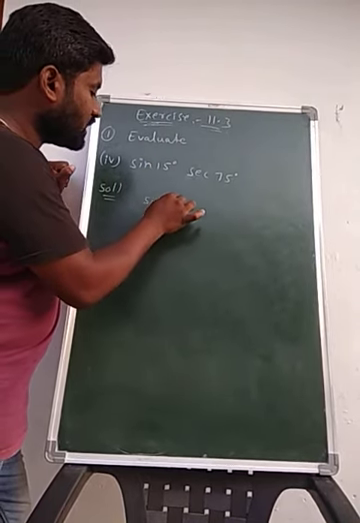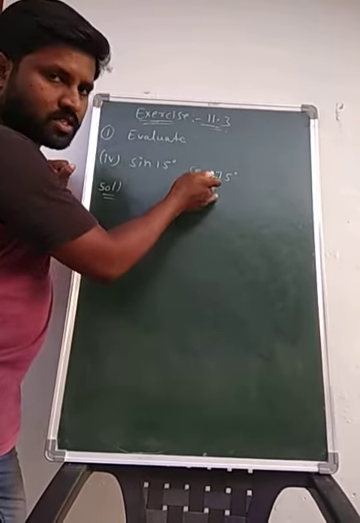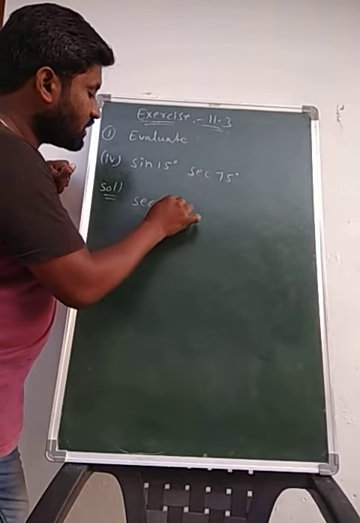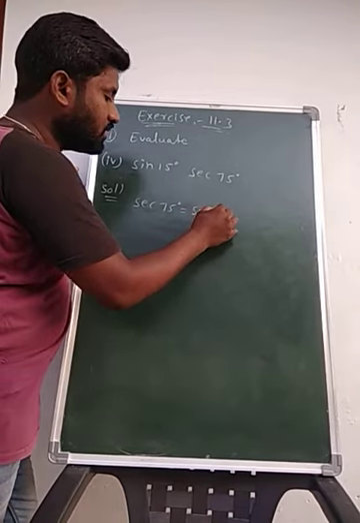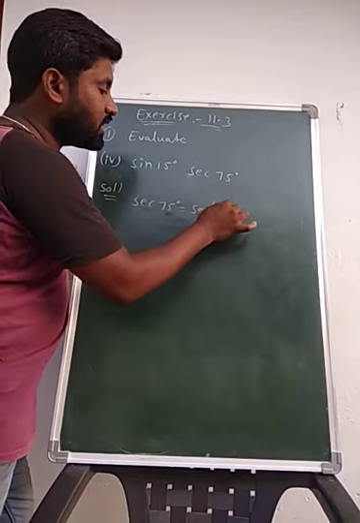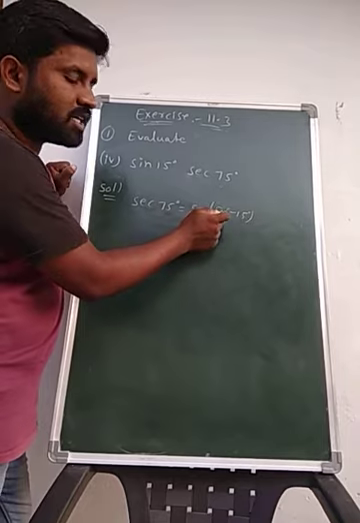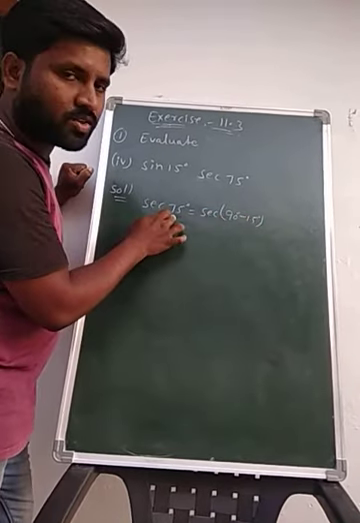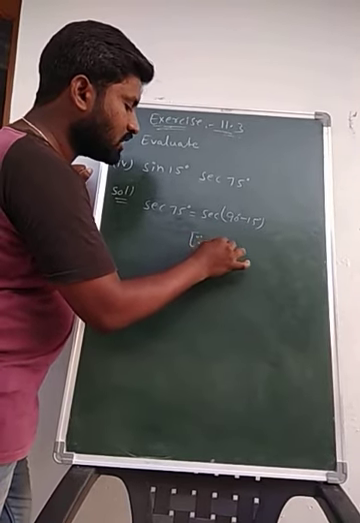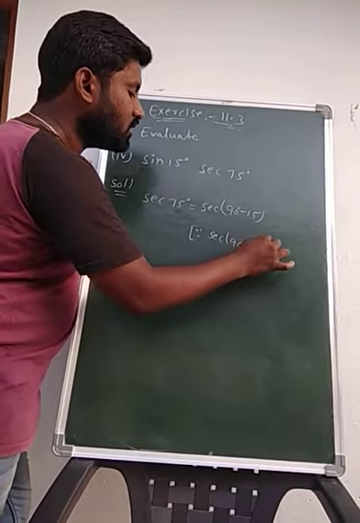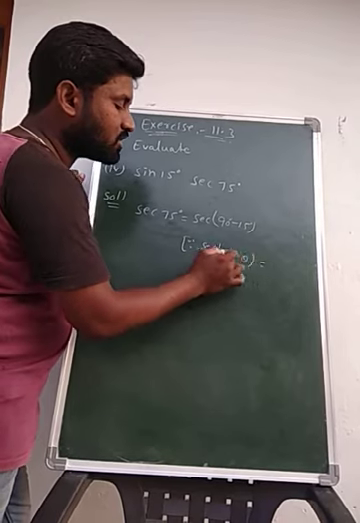Sin 15 degrees is equals to, sin means I am writing sin only. Otherwise you can take the second one, sec 75 degrees. Sec means I am writing sec only, 75 degrees we can write as 90 minus 15 degrees. 90 degrees minus 15 degrees means that is 75 degrees. So here the required formula is sec 90 minus theta. For this one I have taken this. Sec 90 minus theta is equals to what? Cosec theta.